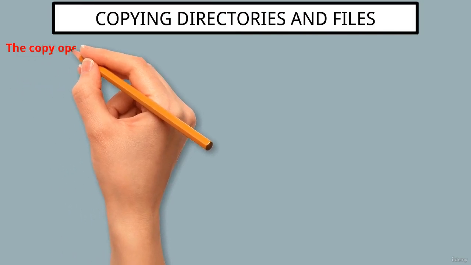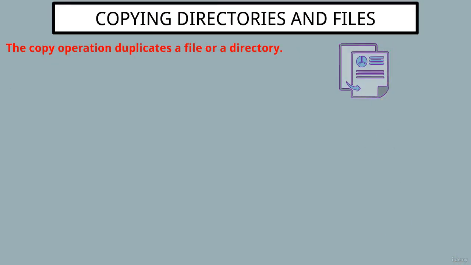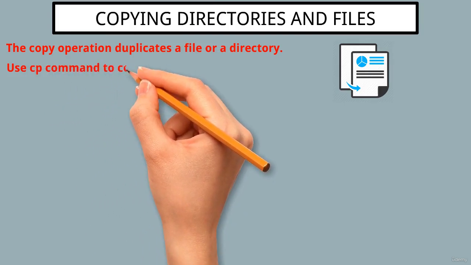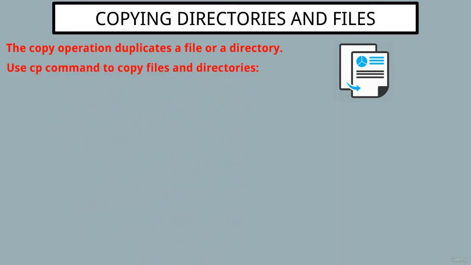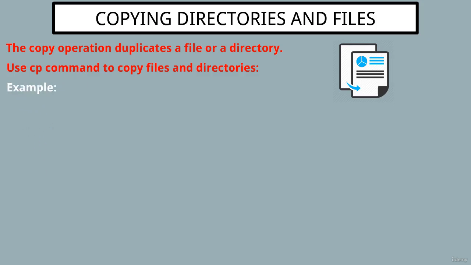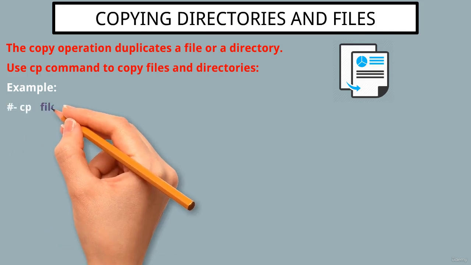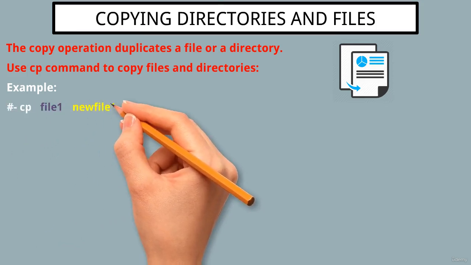The copy operation duplicates a file or a directory. We can use the copy command to copy files and directories. The copy command is cp. Let's look at some examples of how to copy a file. In order to copy a file, let's copy file 1 to a new file.